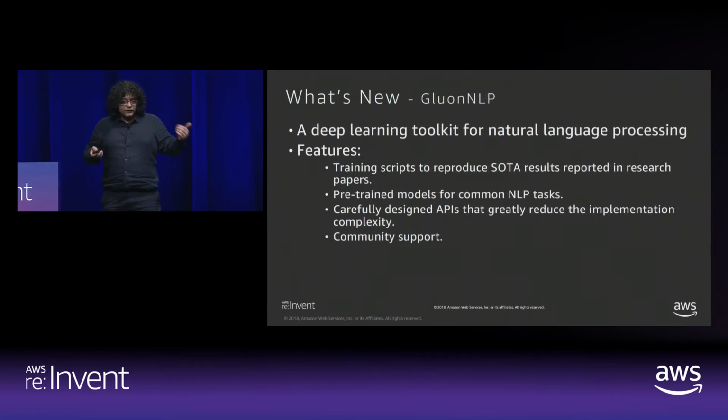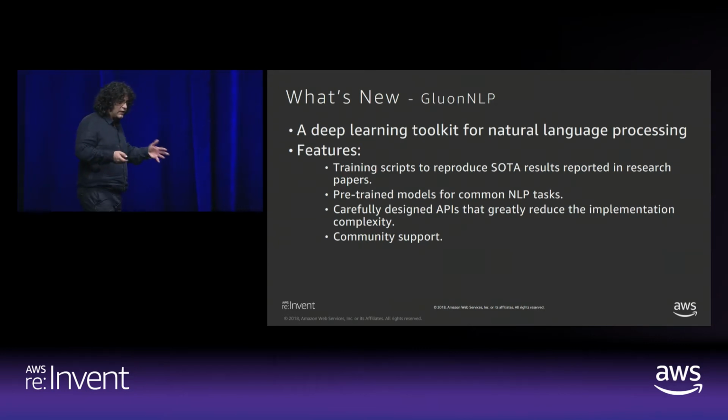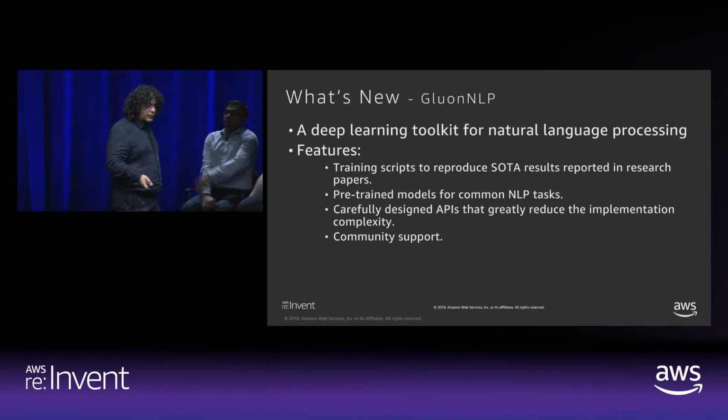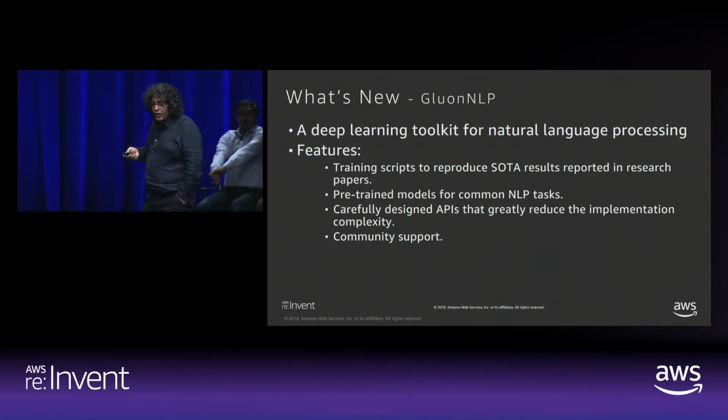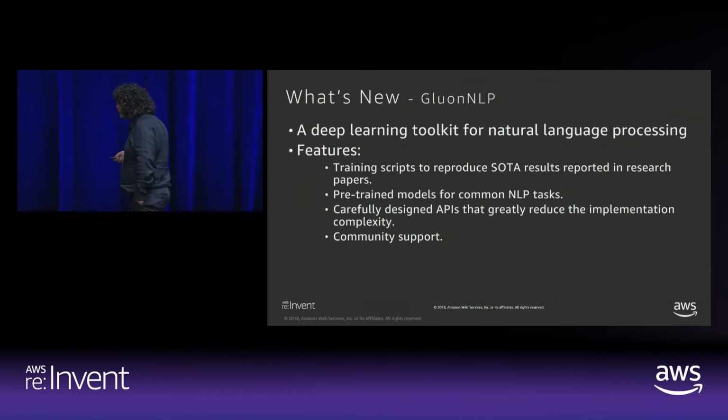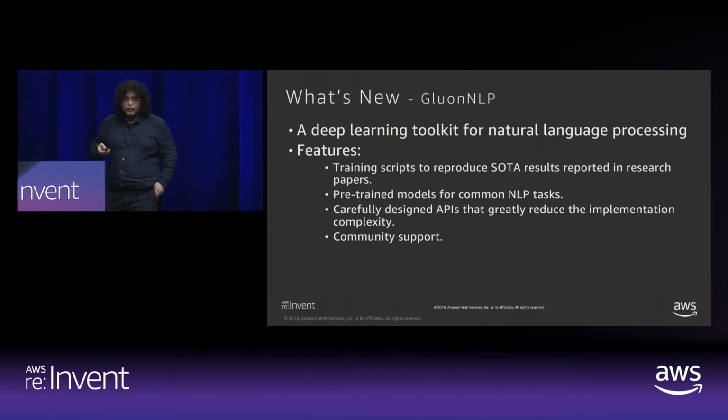Gluon NLP is very similar, for NLP tasks. It has the embedding capabilities, the pre-trained models, and the data APIs, and the same sort of thing for basically rapid development of prototypes.